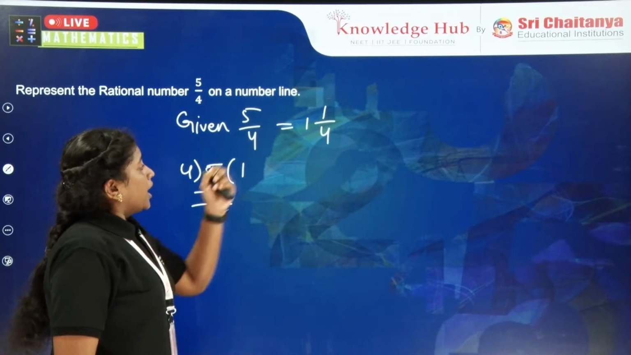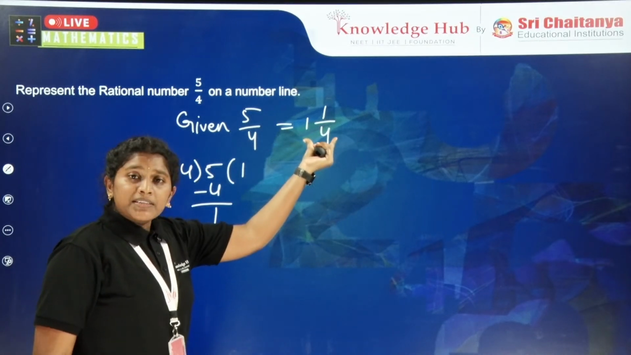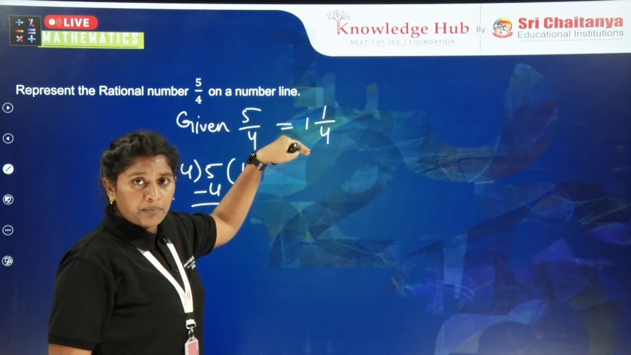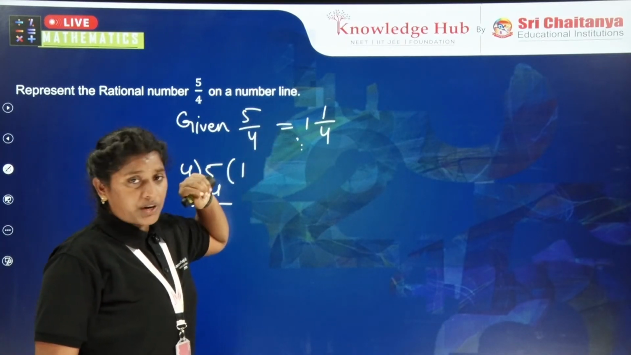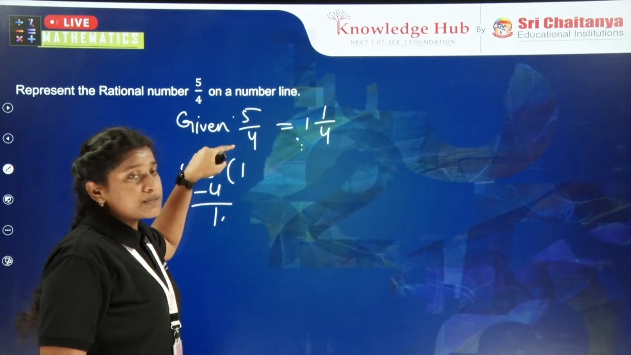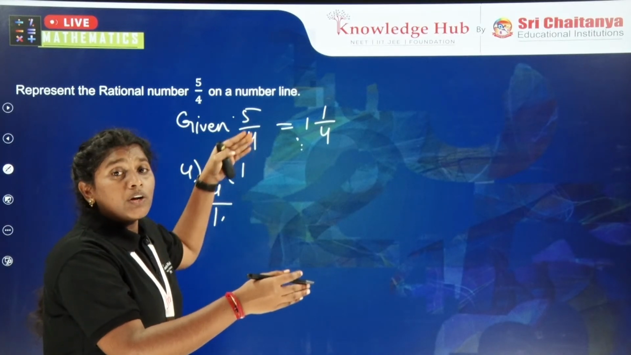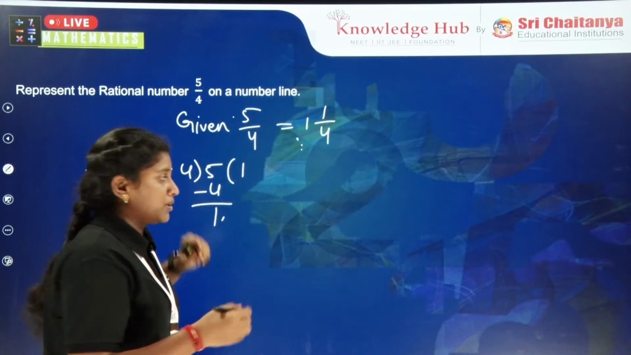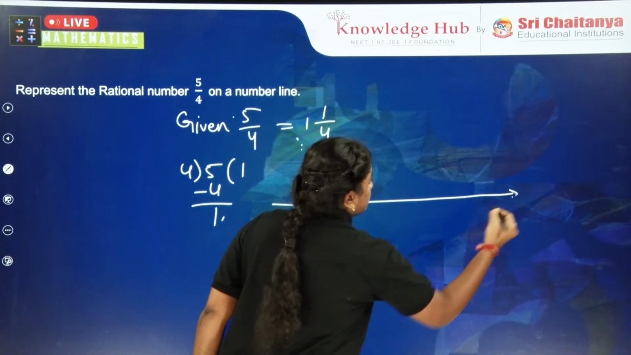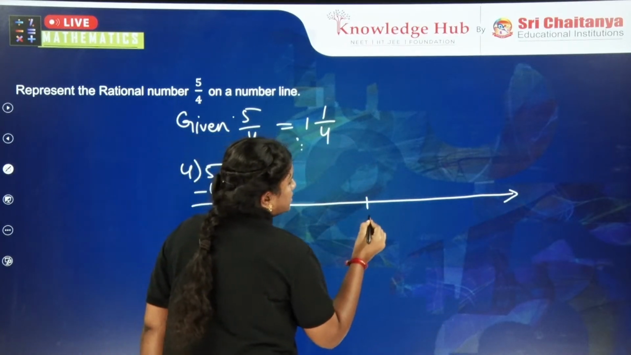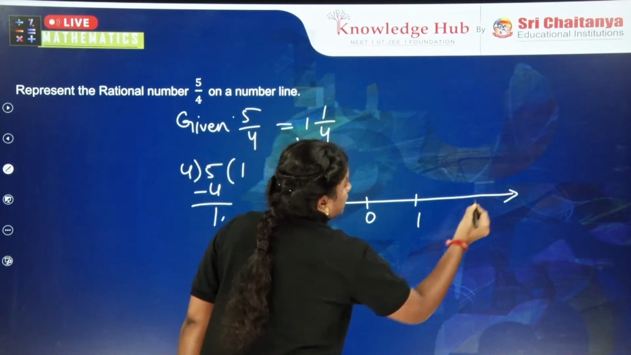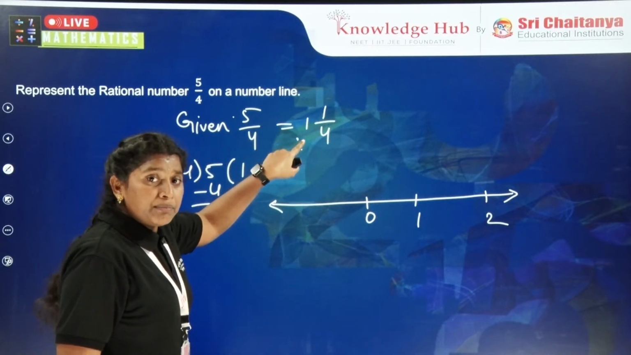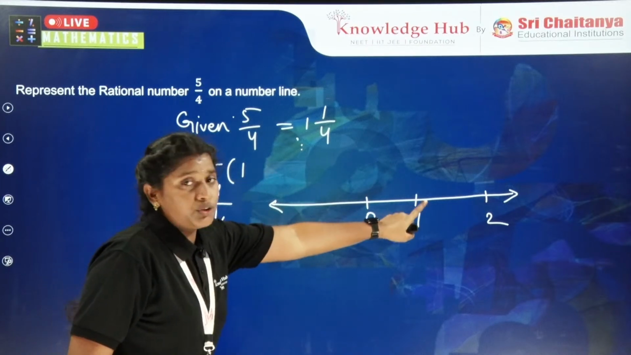Now how can we represent the mixed fraction on the number line? First of all, we check the whole number. Here the whole number is 1, which means 5 by 4 lies between 1 and 2. The whole number tells us the starting point of the given rational number. So take the number line: here it is 0, 1 and 2. The whole number is 1, so 5 by 4 lies between 1 and 2.